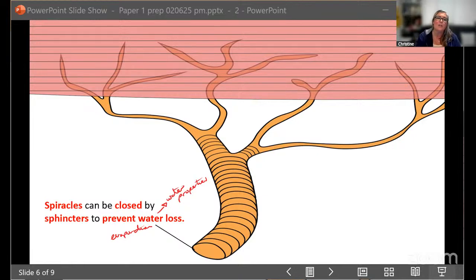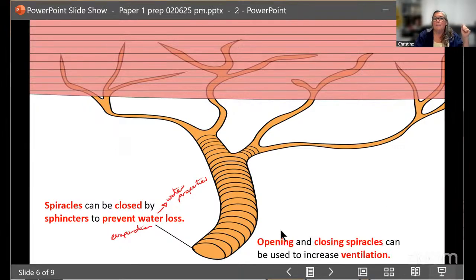If they're going to ask a question about that, they could give you a bit of information, and expect you to understand that the closing of the spiracles is going to prevent water loss, but that closing of the spiracles is going to result in less gas exchange. And if there's less gas exchange, are the insects going to be able to move around? So it's about all of it interlinking, the bigger picture in a sense.